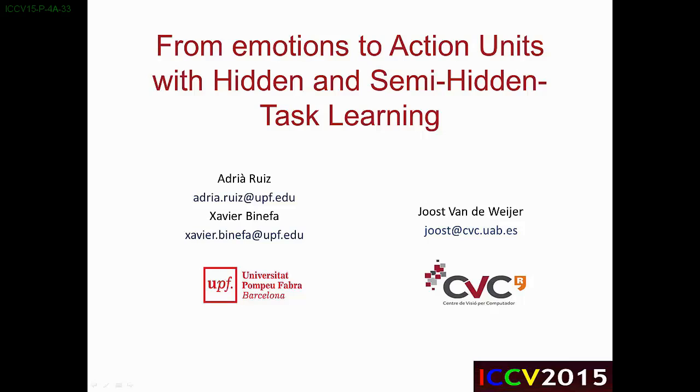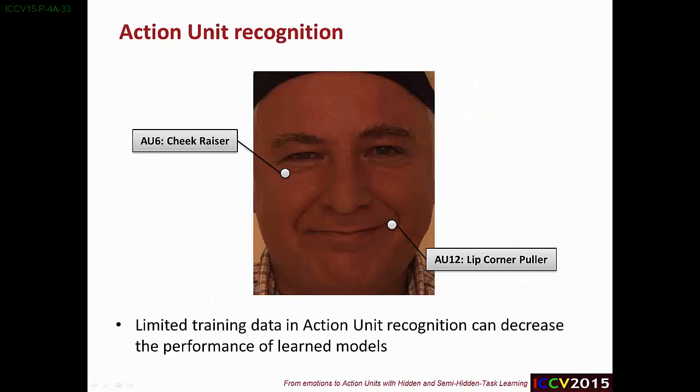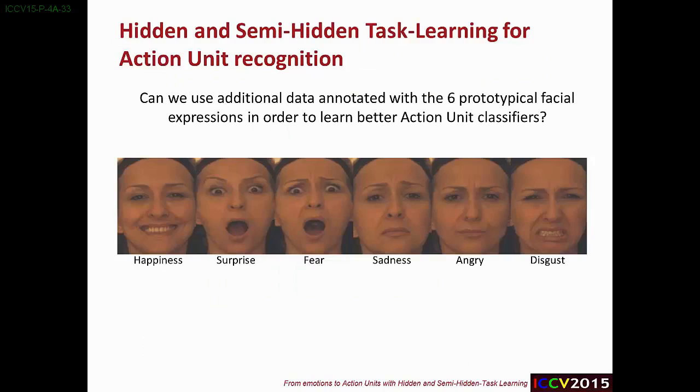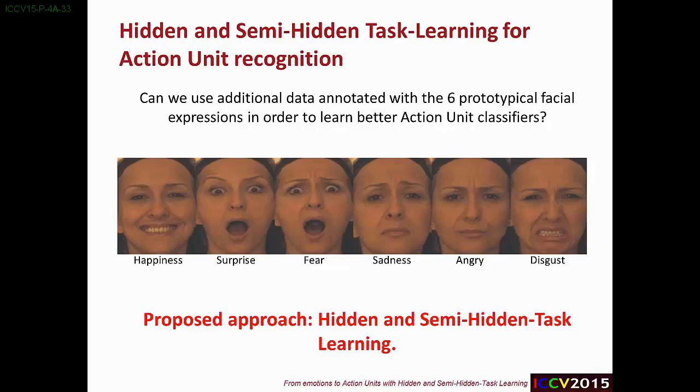From emotions to action units with hidden and semi-hidden task learning. Limited training data in action unit recognition can decrease the performance of learned models. In this work, we ask if it's possible to use additional images annotated according to the 6 prototypical facial expressions in order to learn better action unit classifiers. For this purpose, we propose hidden task and semi-hidden task learning frameworks.